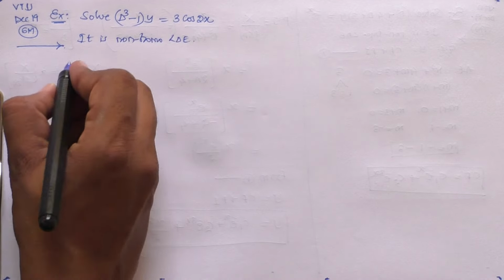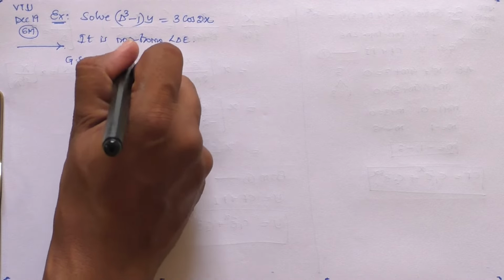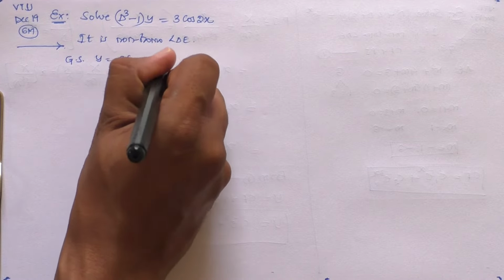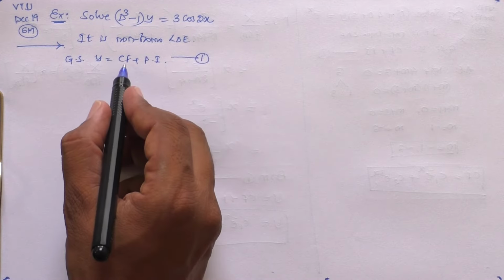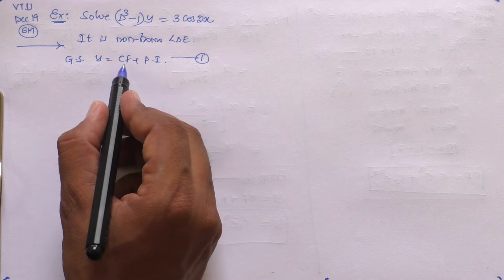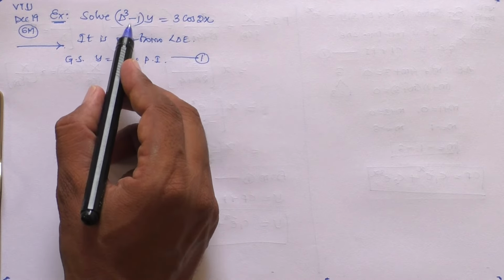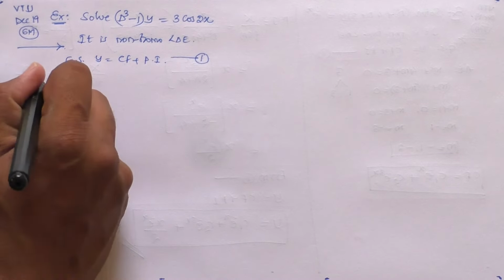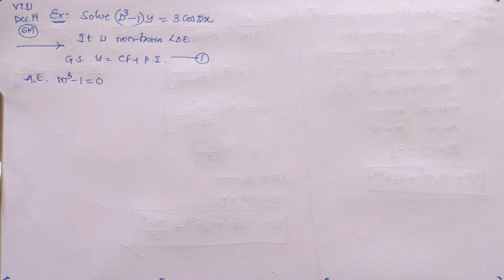In case of non-homogeneous, the general solution is y equal to CF plus PI. So we know the solution is CF plus PI. Take this as equation number 1. Now let us find out CF and PI separately. First find out CF. For CF, refer LHS, D cube minus 1. So the auxiliary equation can be written as m cube minus 1 equal to 0.